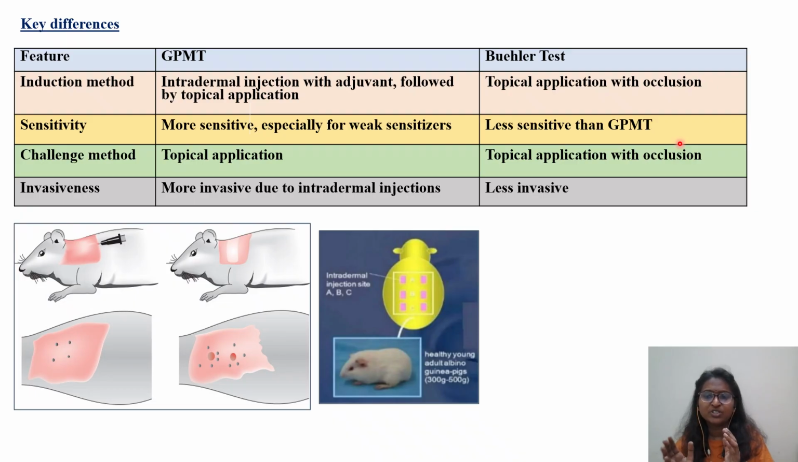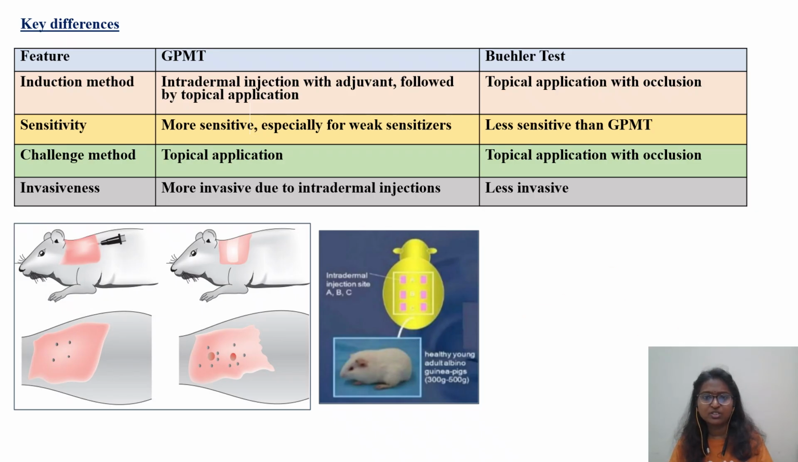So if a question comes where you have to identify which is the most sensitive, you have to go for GPMT. If you are a study director and you want to be more confirmed about whether a particular chemical is a sensitizer or not, then you have to go for the GPMT assay. Challenge method is topical application in the case of GPMT, whereas in the case of Buehler test, it is topical application with occlusion. And coming to invasiveness, GPMT is more invasive due to intradermal injection, whereas Buehler test is less invasive. So this is the basic principle of the GPMT assay.